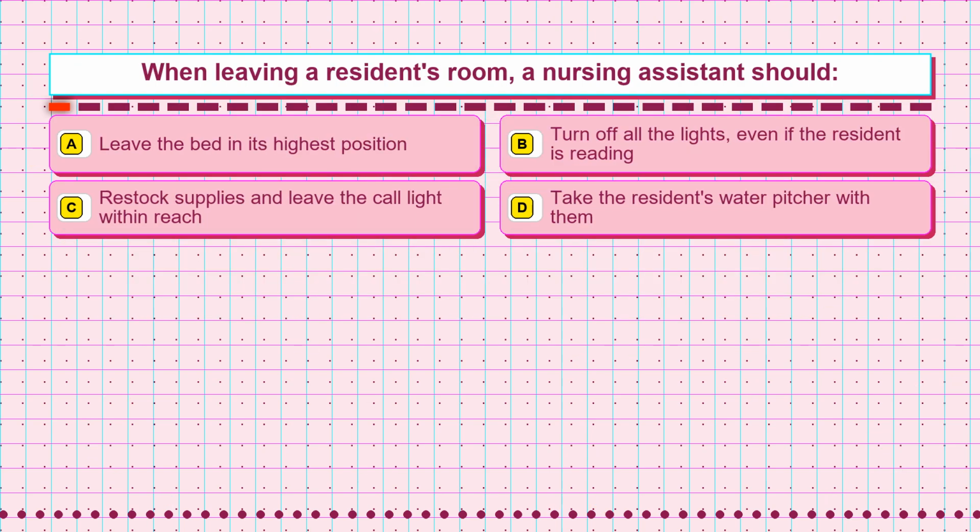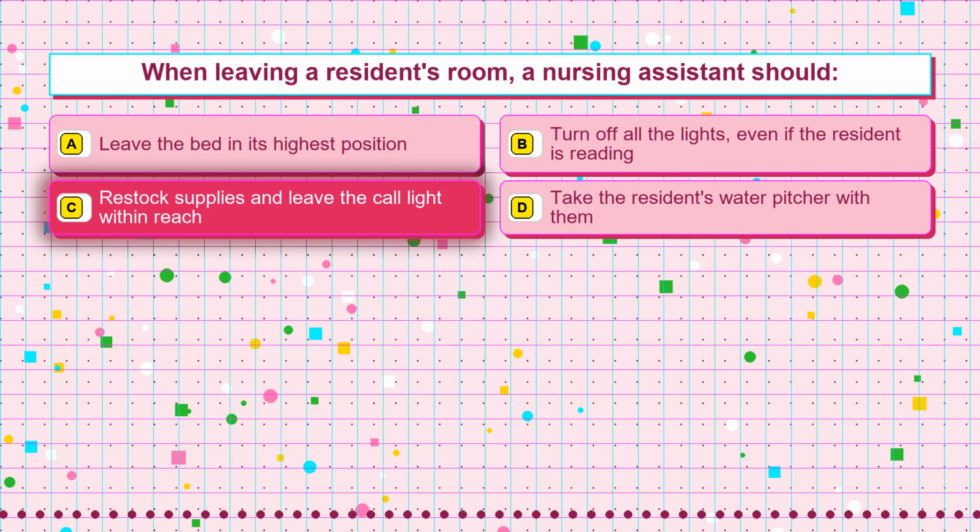Question 71. When leaving a resident's room, a nursing assistant should: Option A, leave the bed in its highest position. Option B, turn off all the lights, even if the resident is reading. Option C, restock supplies and leave the call light within reach. Option D, take the resident's water pitcher with them.